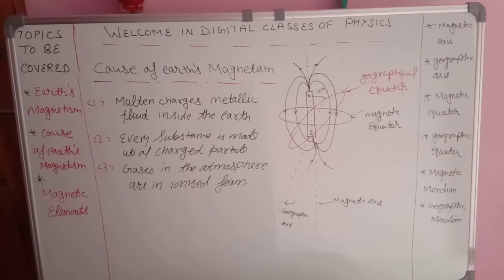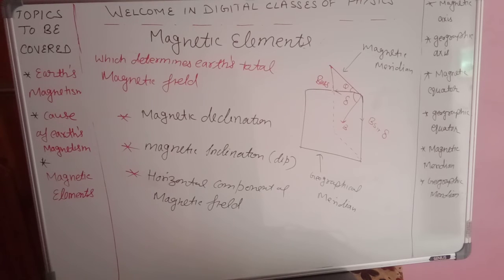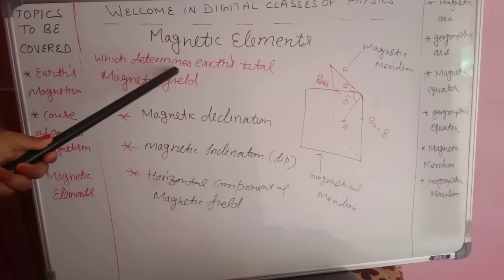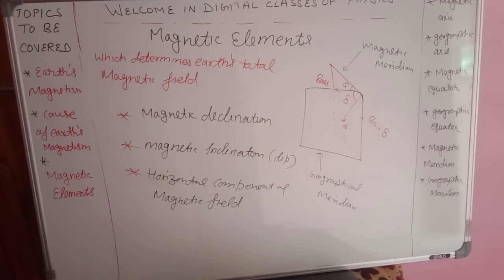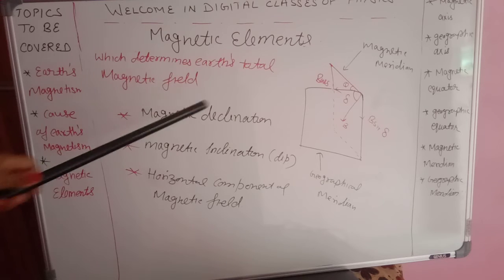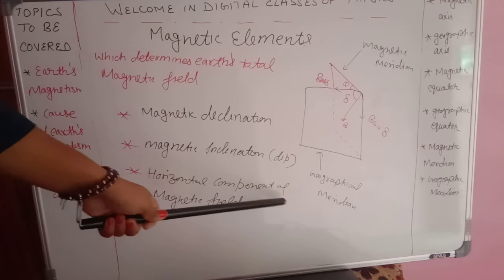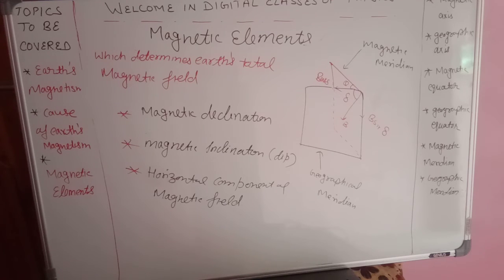And now the next topic is magnetic elements. So let us start studying about magnetic elements. Dear students, the magnetic elements means the factors which determine the Earth's total magnetic field. There are 3 factors which determine the Earth's magnetic field, and those are magnetic declination, magnetic inclination, and horizontal component of magnetic field. So these are the 3 factors which determine the total magnetic field of Earth.